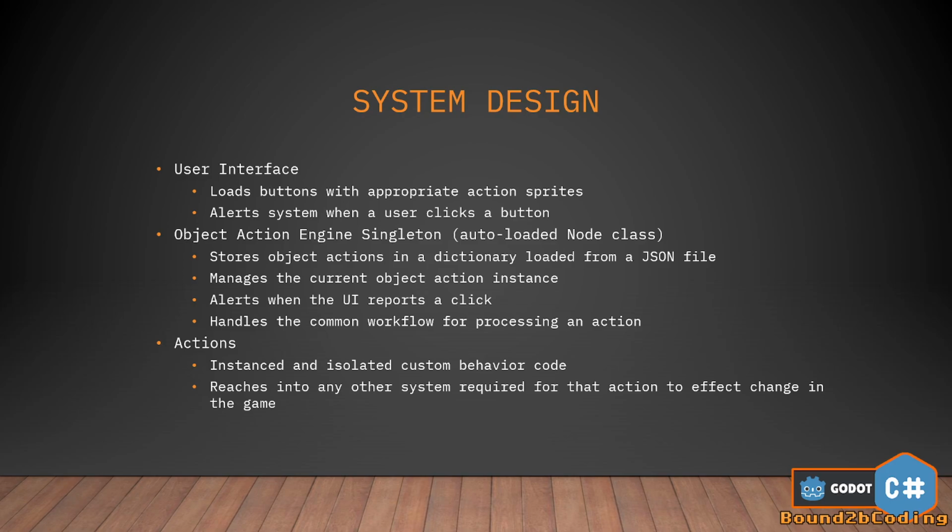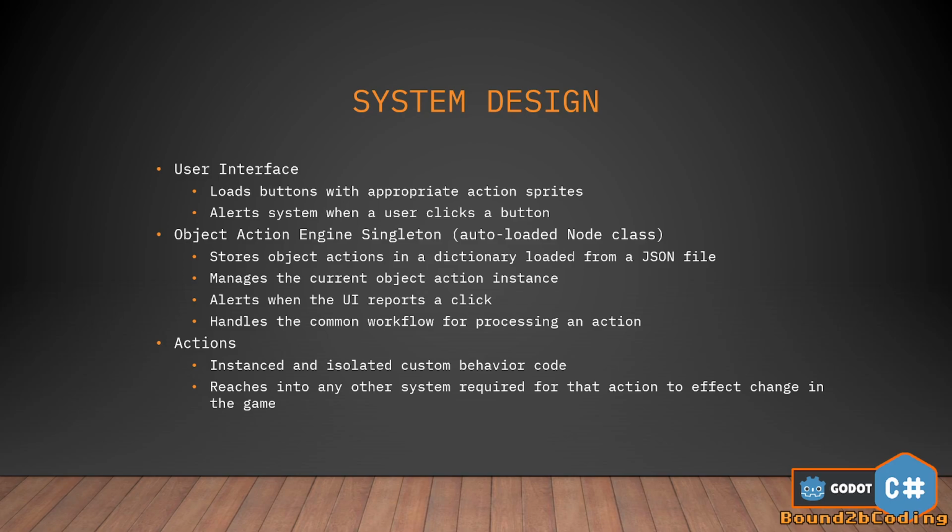And since you can only click on one object at a time and work with one object at a time, the current object is stored in the singleton in the engine so that I can reference it when I need to. The object action engine alerts when the UI reports a click. So whenever the UI clicks, the object action engine is alerted and then proceeds to pass information to the rest of the system. It also handles the common workflow for processing that action.